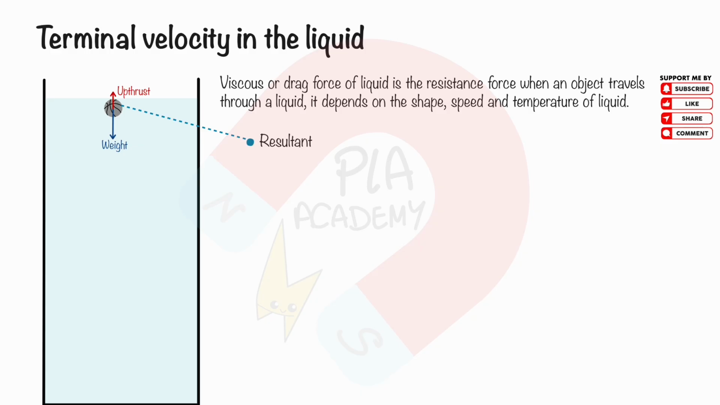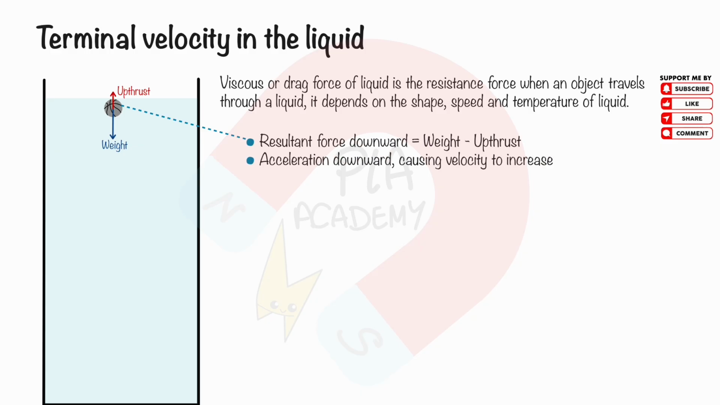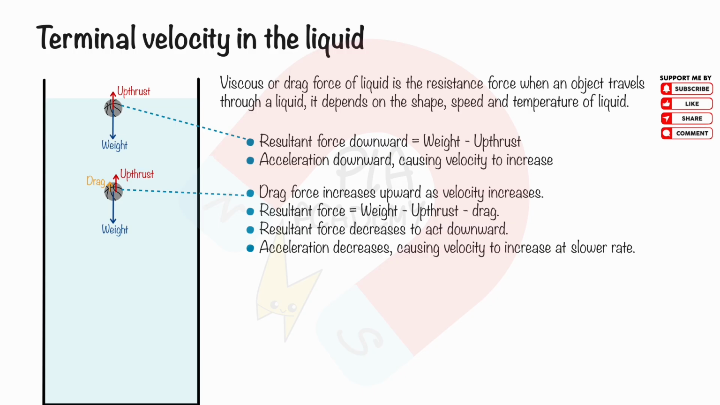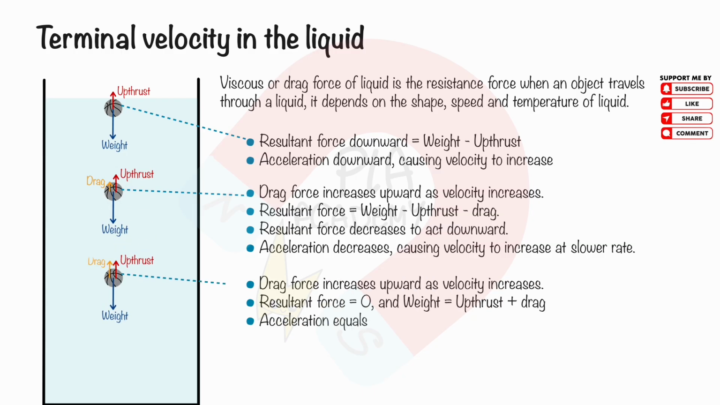At the start, the resultant force acting on the metal is weight minus upthrust, causing it to accelerate downward, and its velocity increases. The drag force increases upward as velocity increases, so the resultant force is weight minus upthrust minus drag force, causing the resultant force to decrease and act downward, leading to the acceleration also decreasing, and the velocity increases at a slower rate. The drag force increases until the resultant force is zero, meaning that weight is equal to upthrust plus drag force, causing the acceleration to also be zero, and the velocity remains constant. This is called terminal velocity.